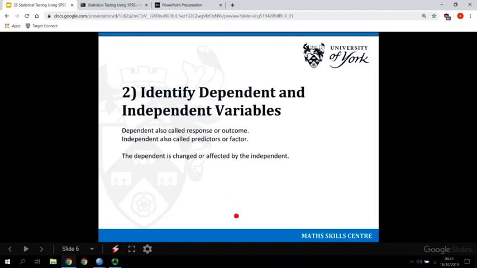Once we've got that, we can then start to think about whether we've got any dependent or independent variables. You might have heard dependent and independent variables called different things. Statistics has a nasty habit of having lots of different terminology for the same thing. So a dependent might be called a response or an outcome, and an independent could be called predictors or factors. And some people try to identify what the dependent is by thinking about this. The dependent is changed or affected by the independent. So to make that clear what a dependent and independent is, we're going to look at some examples and pick out the dependent and independent.